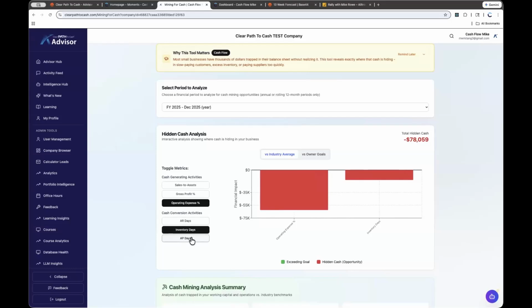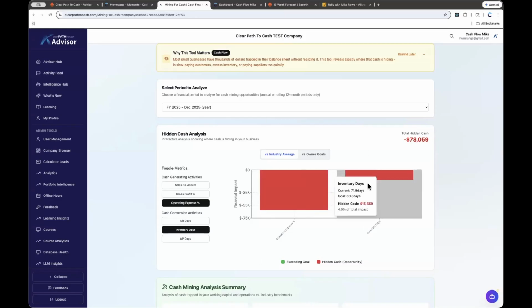Now, if I'm talking to my client, I'm saying $78,000 are leaking out of your business, and here's where it's leaking. We have an operating expense problem and we have an inventory problem. We've got too much inventory and we've got an operating expense problem. Now, what this is going to do, you're like, okay, what do I do about it?